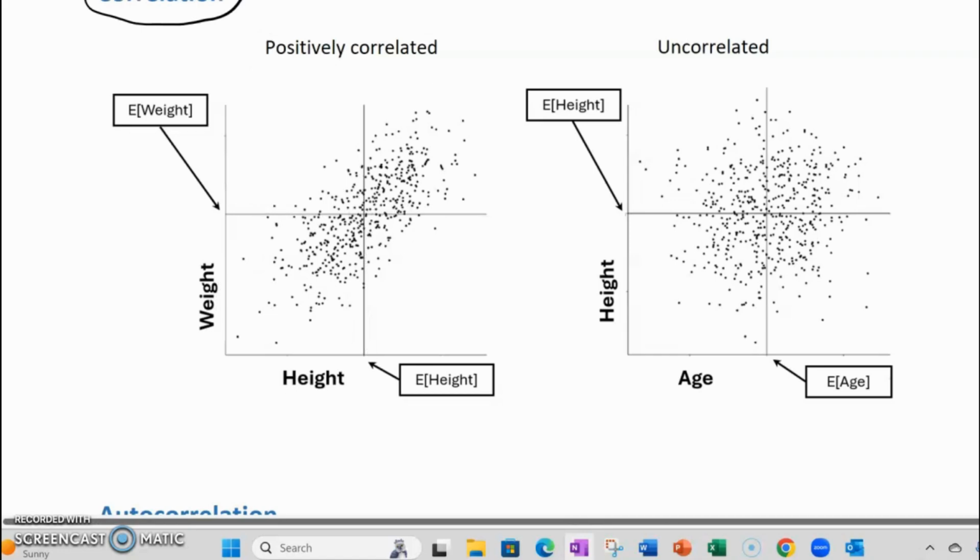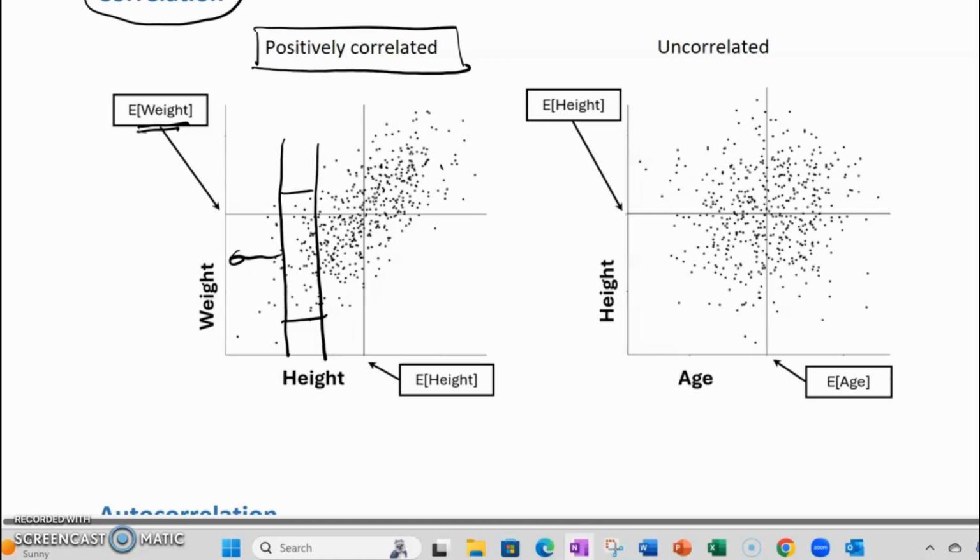So let's look at individuals that are in this height class. We're dealing with the folks in a height class that is greater than the average value of height. If we look at the weights of these folks, those weights tend to be greater than the expected value of weight. On the other hand, if we consider folks that are in a height class that is less than the expected value of height, and we look at their weights, they tend to be less than the expected value of weight. So that's an example of positively correlated random variables.